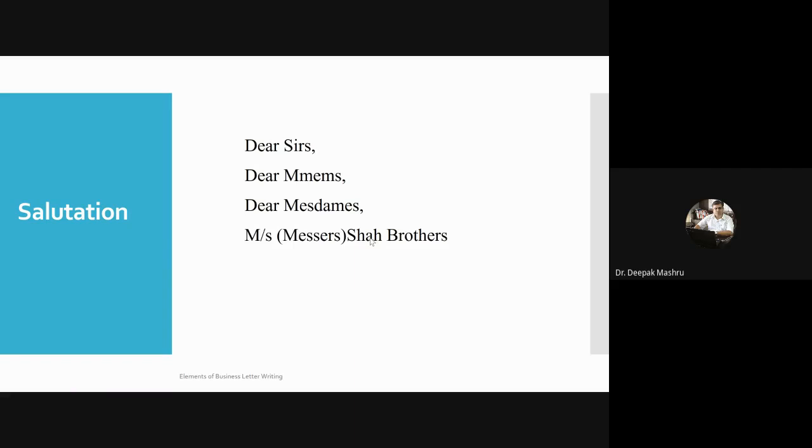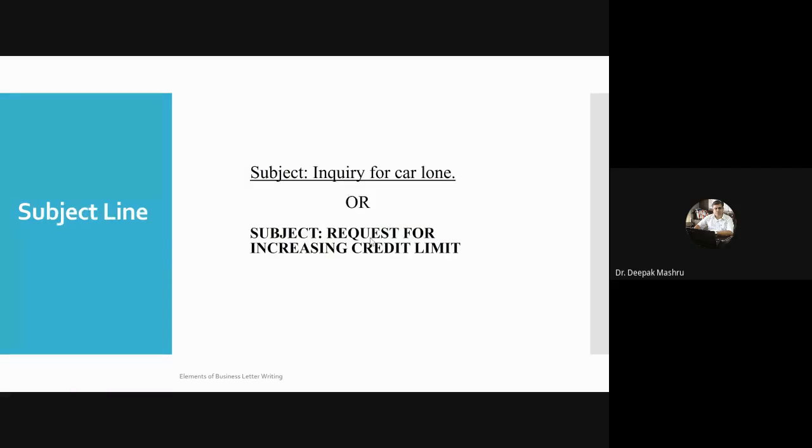Subject line, you can write SUB, you can write REF reference. The subject line should be of one line, one instruction, simple. That means it should have one line only. It should not run to two or three lines. There should not be a paragraph as a subject line. So use minimum words for the subject line.